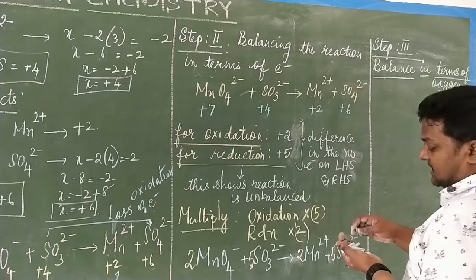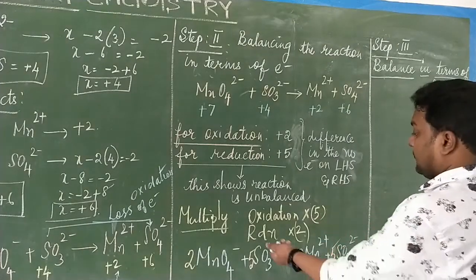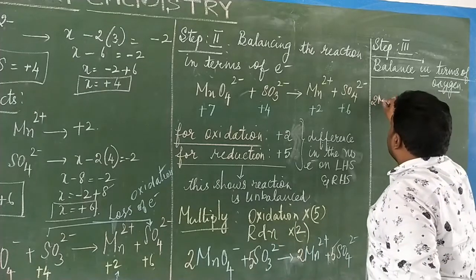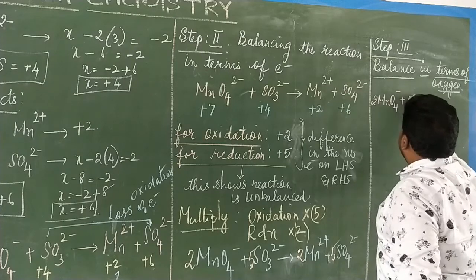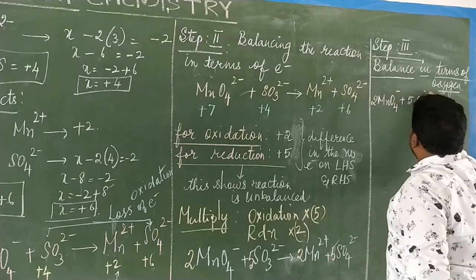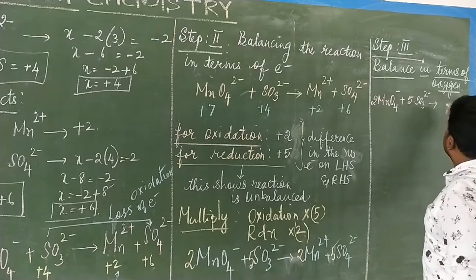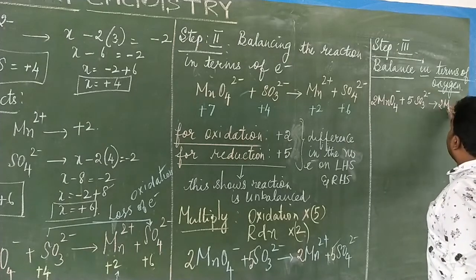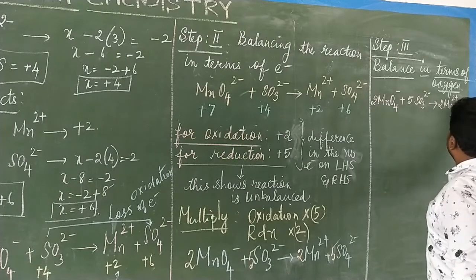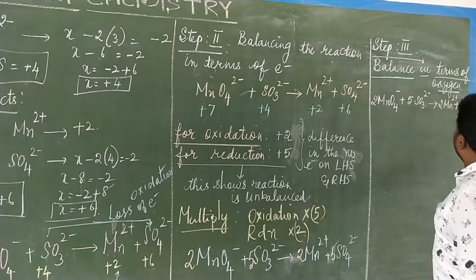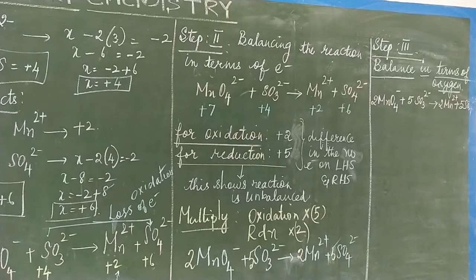So what is the reaction? Shall we write the reaction again? So what is that? 2MnO4 minus plus 5 into SO3 2 minus gives 2 into Mn2 plus and 5 into SO4 2 minus. This is the overall reaction.